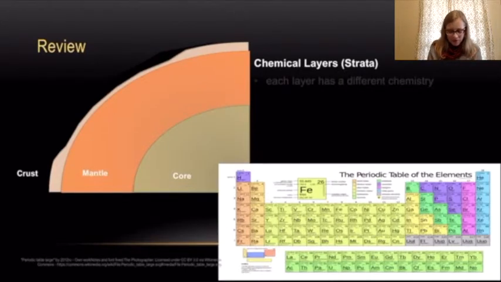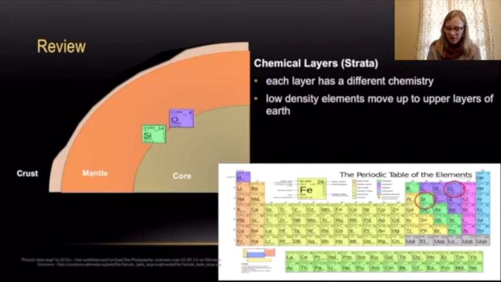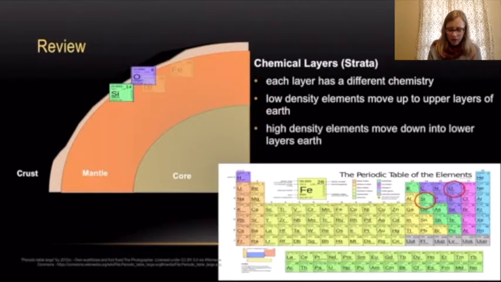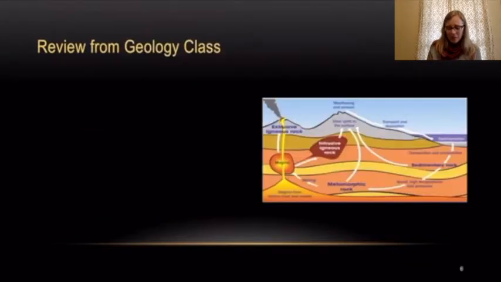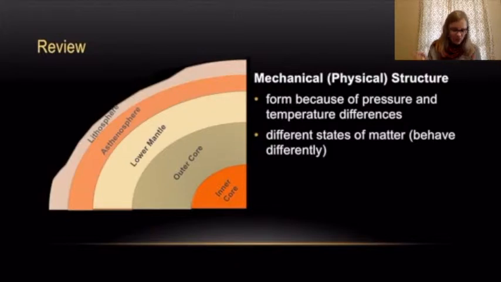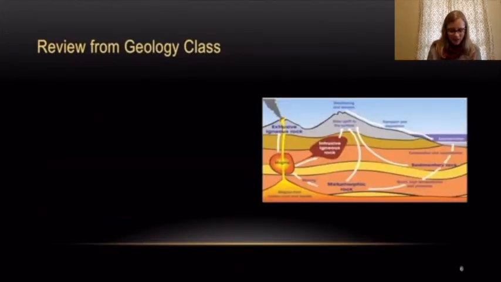All right, we did all of this last time. So chemical strata of the Earth. Again, we're looking at the chemistry, the density of the elements. The lighter ones are going to go up, and the denser ones are going to go down. I'm just going to swing through these real quick. Our mechanical layers, we're talking about physical characteristics, if they're solids or liquids, or a plastic, which can act like both, right? So these form because of differences of pressure and temperature. Just running through this really fast.